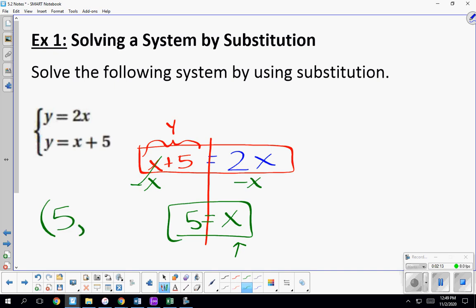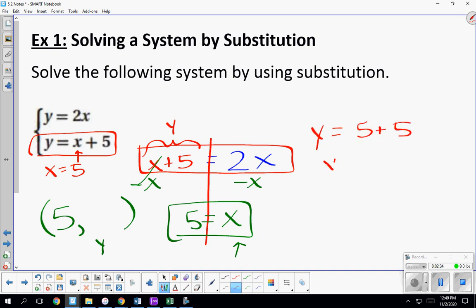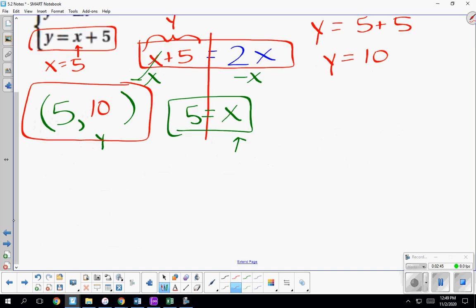So if x is 5, think about how we can go back and find that y value. And just remember, anytime we need to know the y value, we can use either of these two equations, and we could plug in what we know the value of x is. So if x equals 5, I can plug that in so that I get y equals 5 plus 5, or y equals 10. And so this would be the point where these two would cross. It's also the only ordered pair that makes both of these equations true when I plug them in.